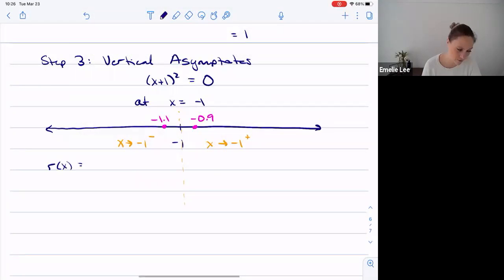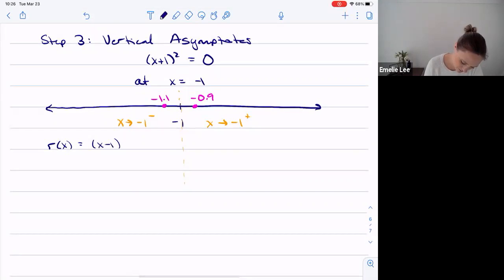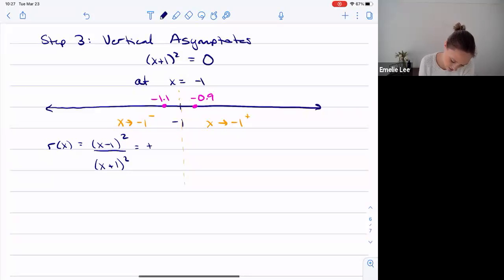And then the factored version of r of x is x minus 1 squared over x plus 1 squared. If I'm pretending to be negative 1.1, then as soon as I'm squaring anything, I'm going towards a positive. So it doesn't matter what values these are, but you should still check them. Negative 1.1 minus 1 is going to be a negative, but when I square it, it becomes a positive. Negative 1.1 plus 1 is just slightly negative, but when I square it, it becomes a positive. Positive over a positive is a positive. And then same thing.